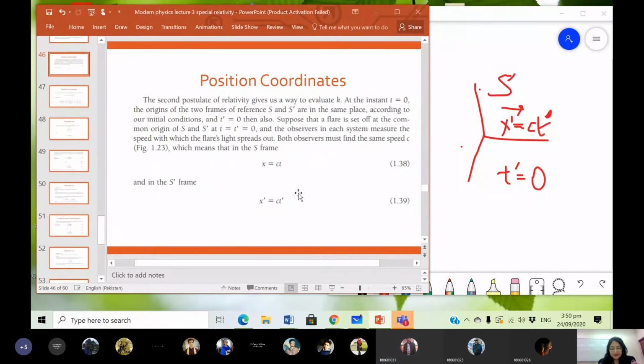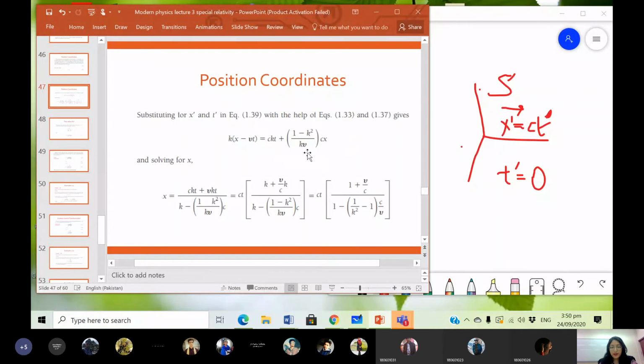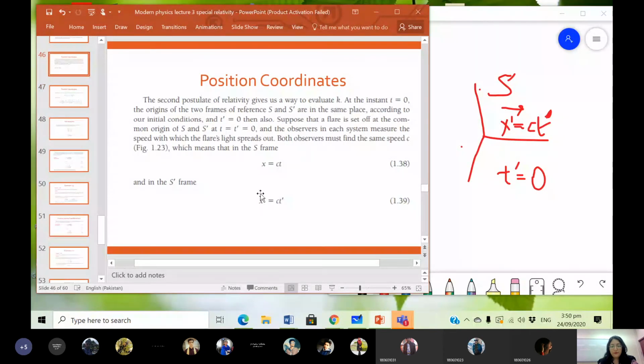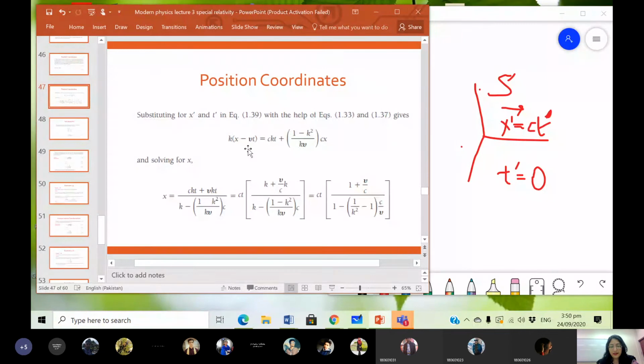x is equal to ct and x dash is equal to ct dash. So basically, I will just quickly wrap up. But if you put the equation for x dash in here and the equation for t dash in here, what will you get? You will get kx minus vt, which was the equation for x dash. And then you put the equation for t dash in this equation. You will get something that looks like this.